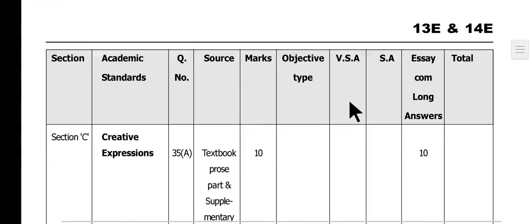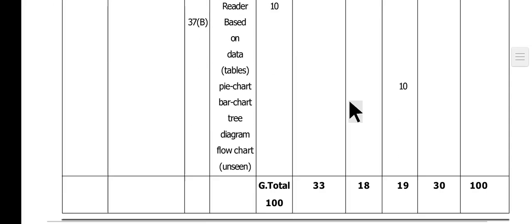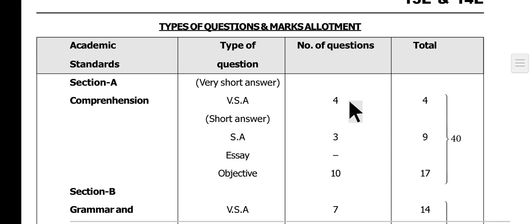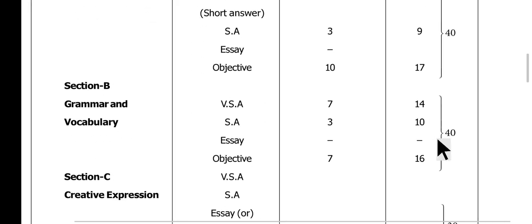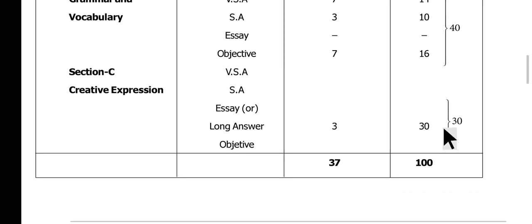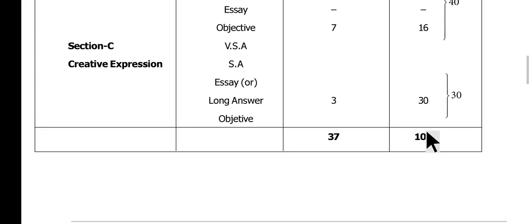Now we will be looking at the next area, that is the different types of questions and marks allotment. Regarding section A, comprehension, we have very short answer type 4, short answer 3, no essay, but objective are 10. Here 40 is a typing mistake. It can be read as 30 marks. Now section B, very short answer, objective, totaling 40 marks. Section C, long answer type 30, the 3 tens are 30 marks. These are the types of questions and marks allotment.